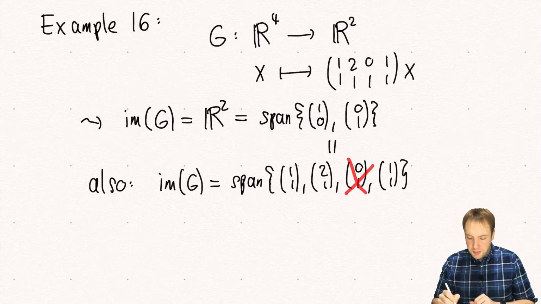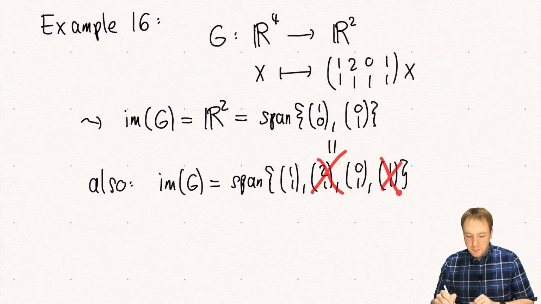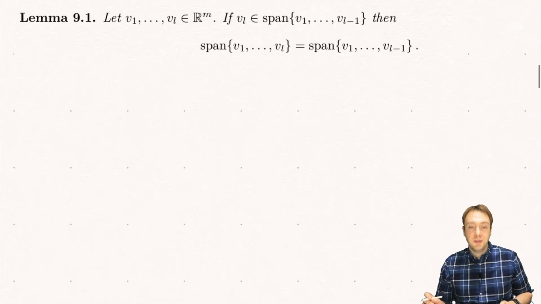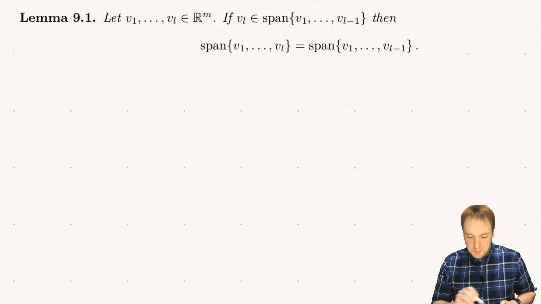So we will see that we can remove something here, or we can also remove something like this, and then we will see that this span is still the same. Okay, but first we will do this lemma here, which gives a similar statement.